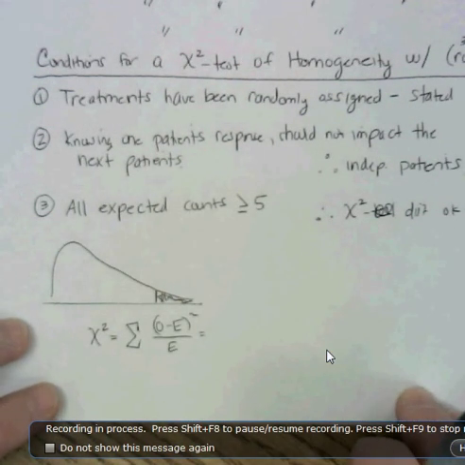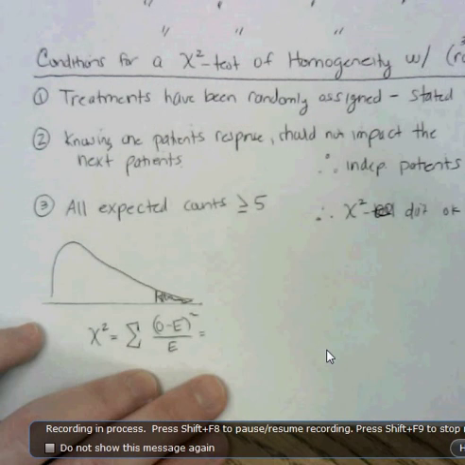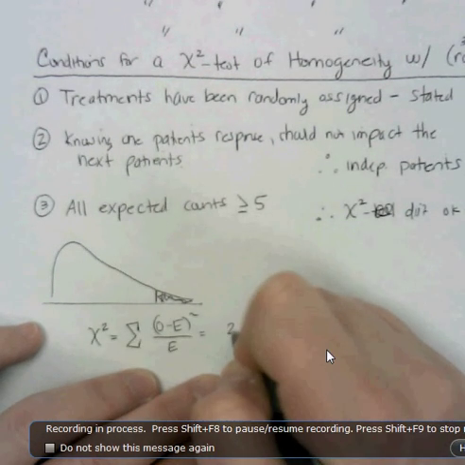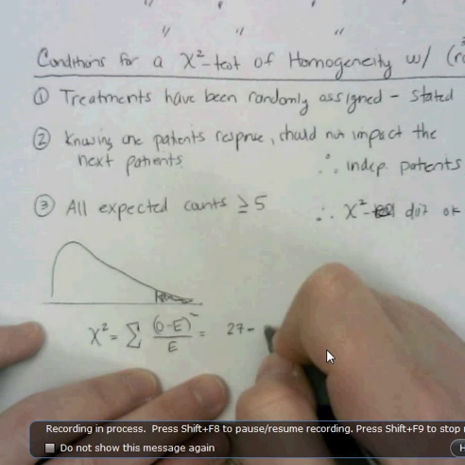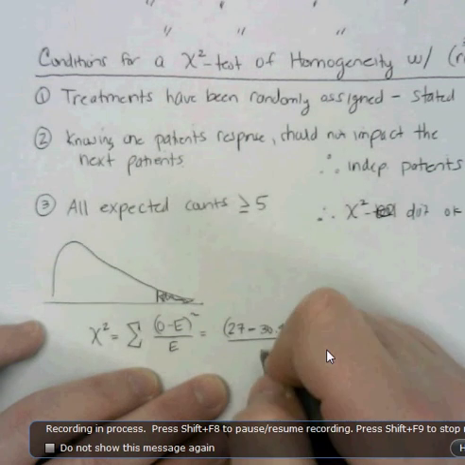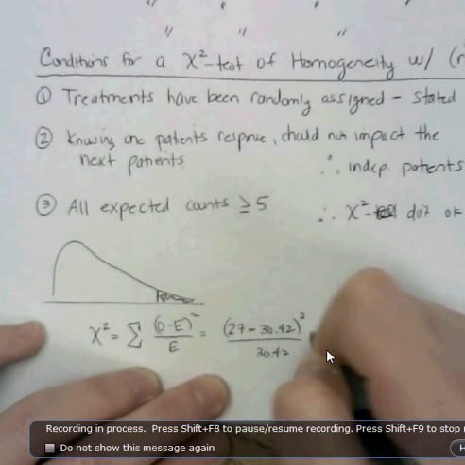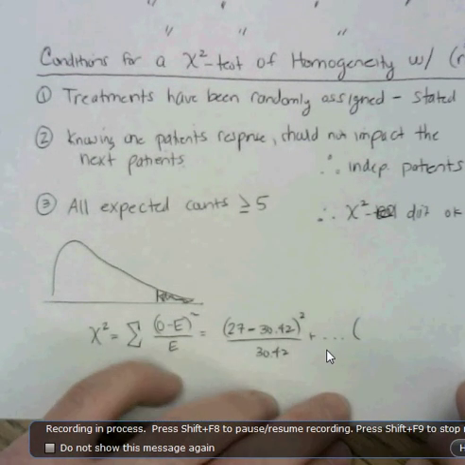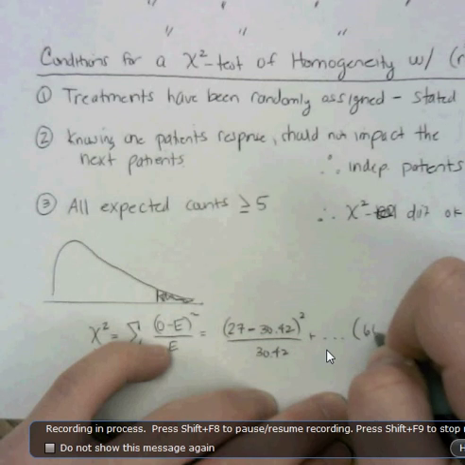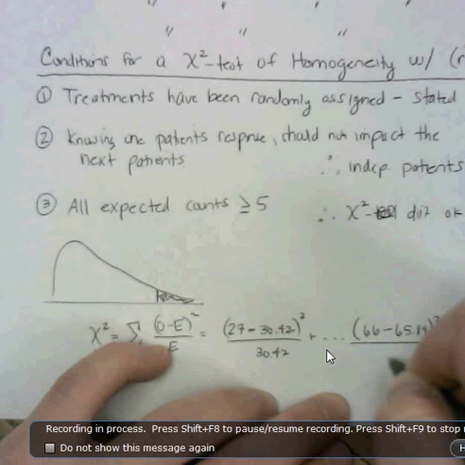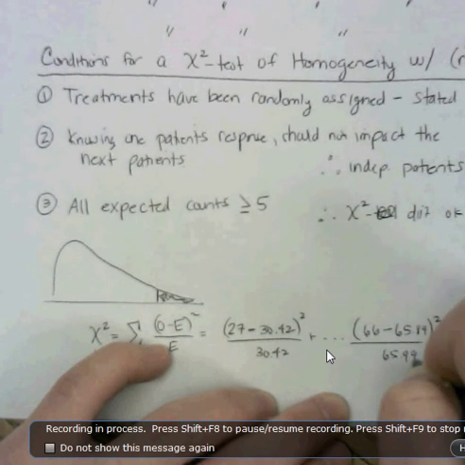Okay, so I'm going to show you 2 calculations of this. From the top table, the observed St. John's wort with full response was 27, minus the expected, which was 30.42. Square that, divided by your expected, which is 30.42, plus dot, dot, dot. We'll do the last one, so placebo with no response. Observed was 66 minus 65.89 squared divided by the expected, which is 65.89.